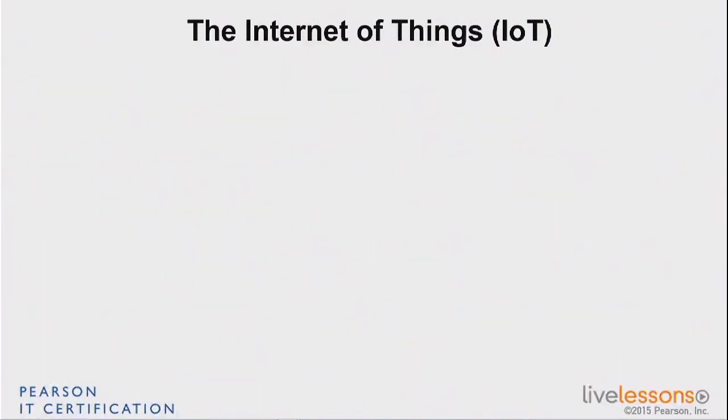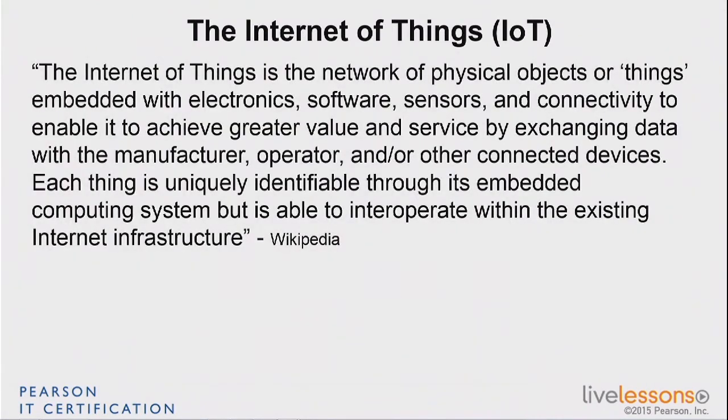And lastly, we have the Internet of Things, IoT. From Wikipedia, we have a definition: the Internet of Things is a network of physical objects or things embedded in electronics, software, sensors, and connectivity to enable it to achieve greater value and service by exchanging data with the manufacturer, operator, or other connected devices. Each thing is uniquely identified through its embedded computing system, but is able to interoperate within the existing Internet infrastructure.